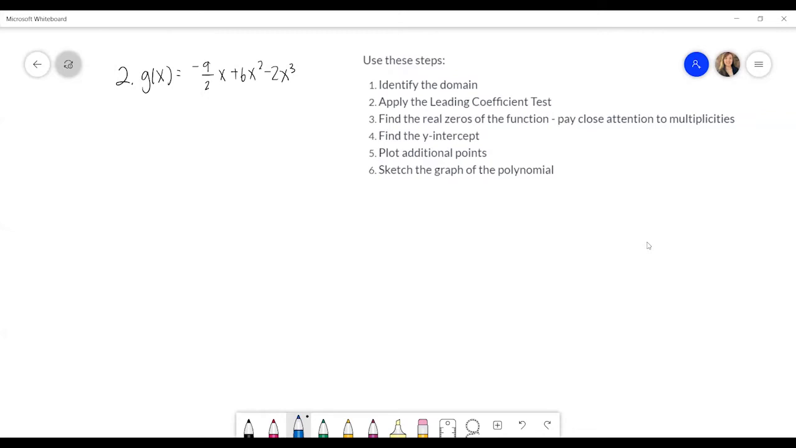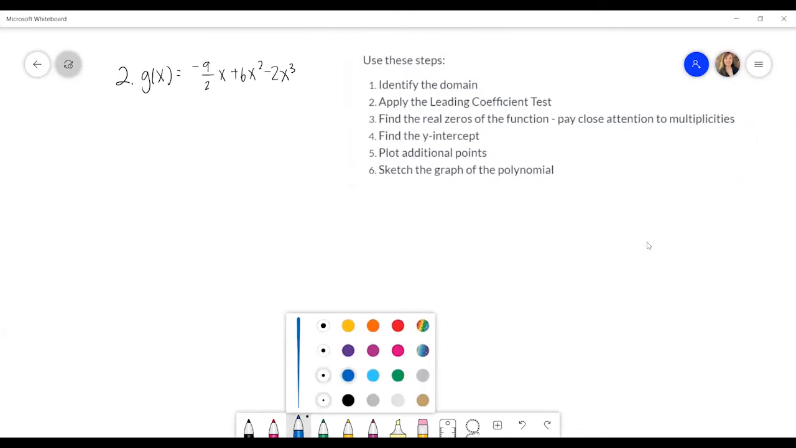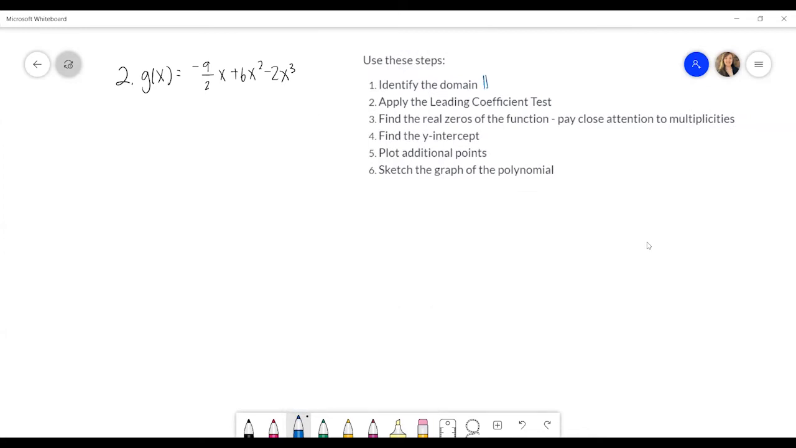But our domain is the set of real numbers, right? Our leading coefficient test, this would be our leading term, right? So we are an odd degree, but we're negative, which means that the left side is up and the right side is down. And that's opposite of what we saw in the last one. So those two are done. Let's focus on rational zeros.